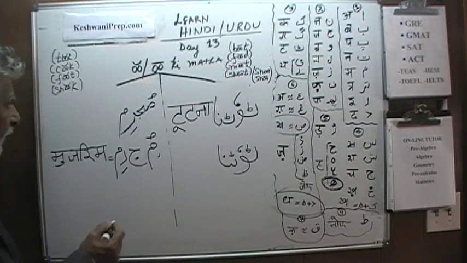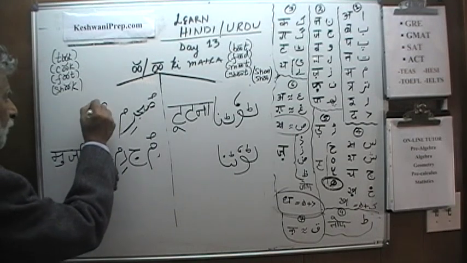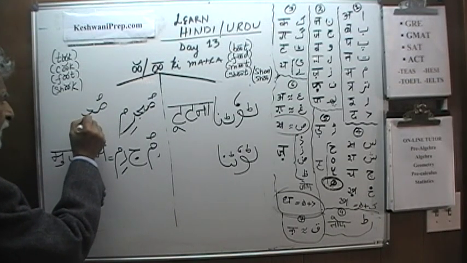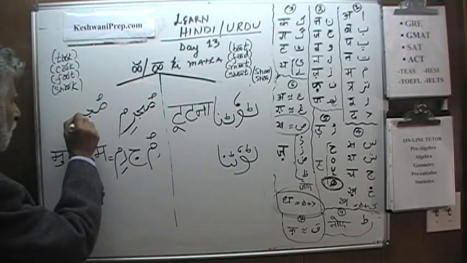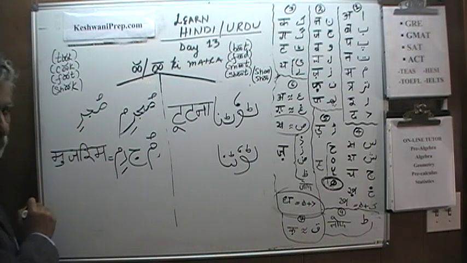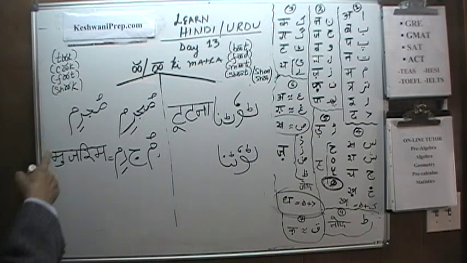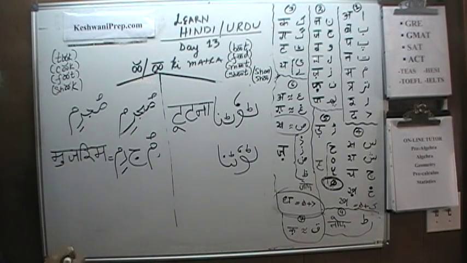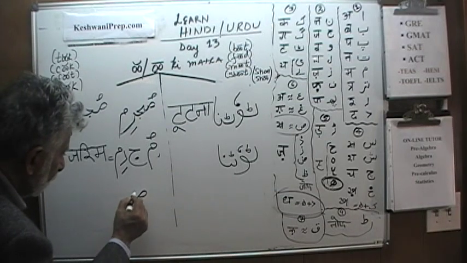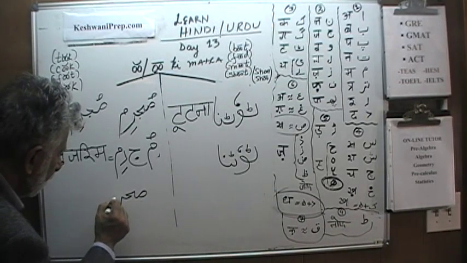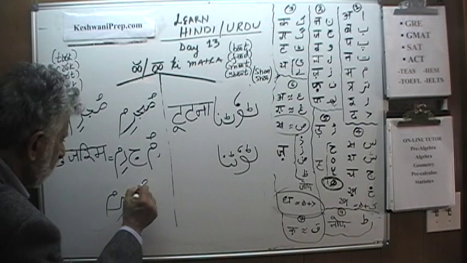Let's write it one more time, okay? So, mu. Now, if you want to, you can write it like this: mu ja, and then re, with the zer, muj re, ma. That's fine also, but that writing is very childish. Let's rewrite one more time without lifting our hand. So, mu. Jo rim. Mujrim.